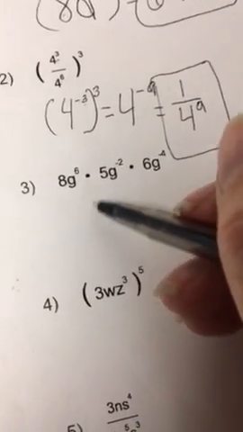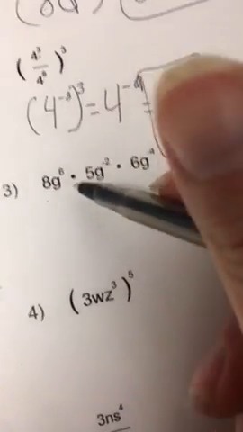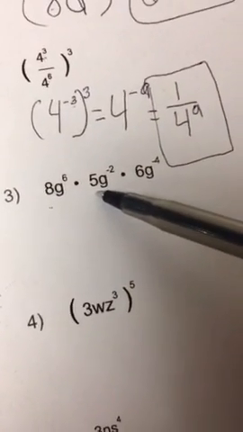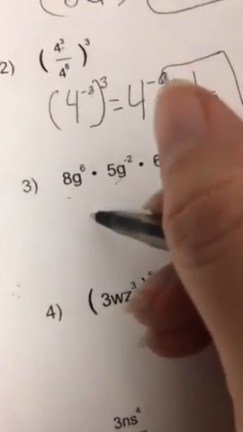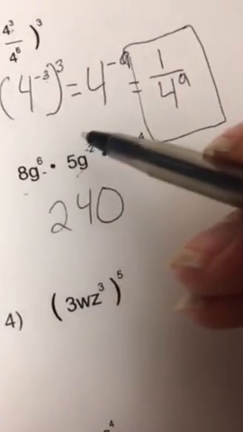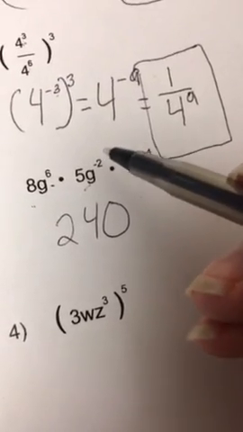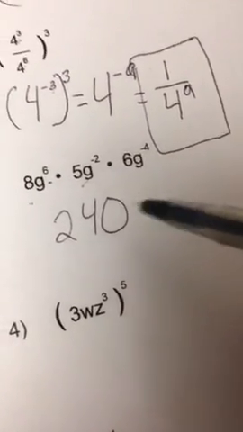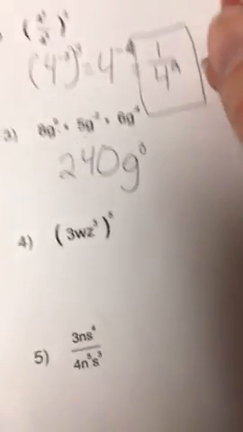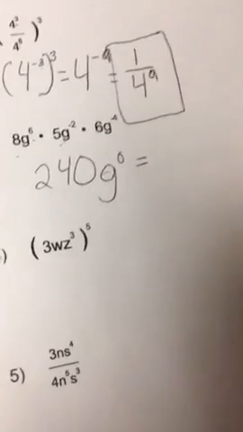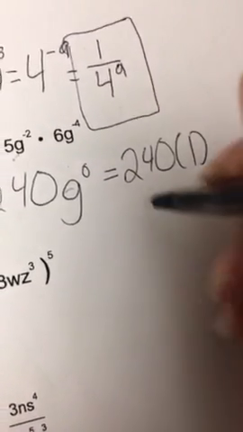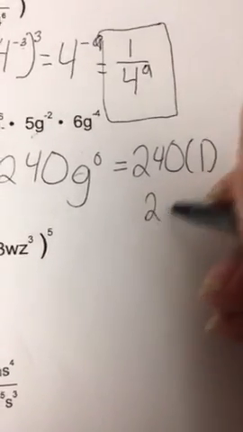For number 3, I know when I'm multiplying with exponents, I just multiply my coefficients like normal. 8 times 5 is 40. 40 times 6 is 240. And then I'm going to add my exponents together. 6 plus negative 2 is positive 4. Positive 4 plus negative 4 is actually 0. So I get g to the 0 power. Anything raised to the 0 power is 1, so I actually get 240 times 1, which is just 240.